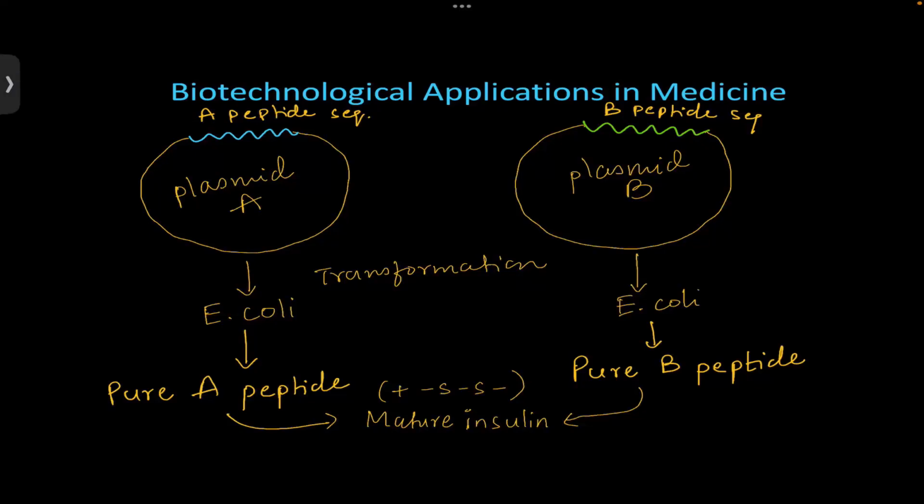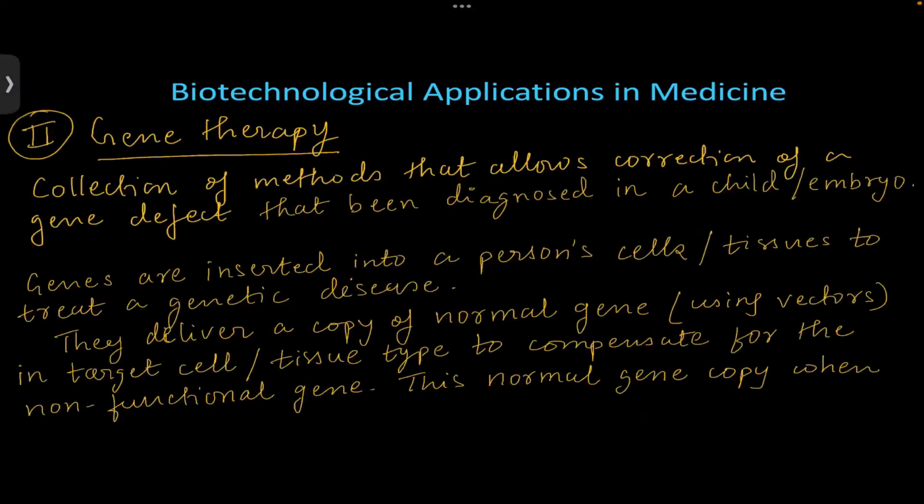When these two peptides were mixed together and allowed to form disulfide bonds, they got recombinant insulin. They got the insulin in its mature, active state, which can now be injected into the bloodstream, and it will do its job of regulating blood glucose level. So this is how recombinant insulin is made.